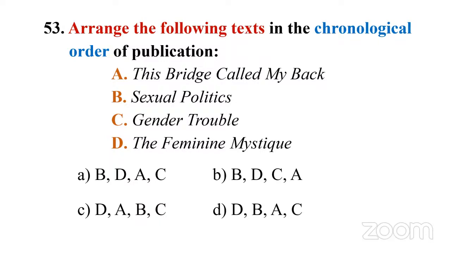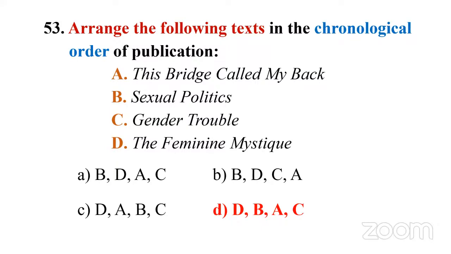But anyway, the answer is actually D. First, The Feminine Mystique, then B, Sexual Politics, then A, This Bridge Called My Back, then the final one, Gender Trouble. So what do we have to do next for the upcoming NET exams?